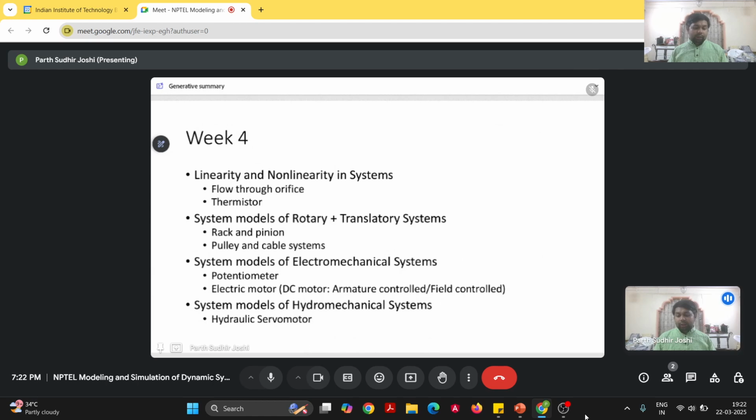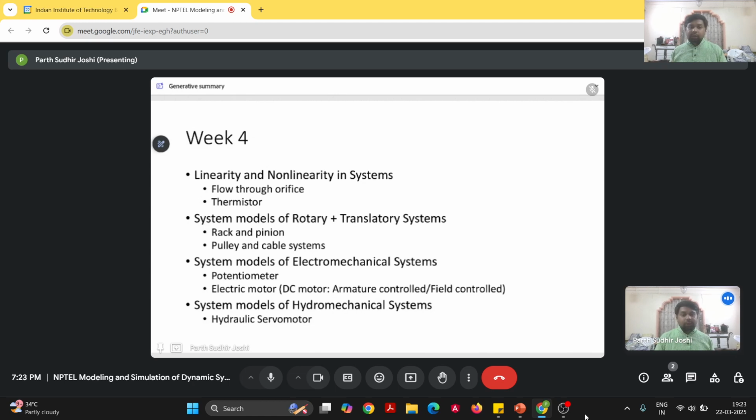Then the next section is about system models of rotary plus translatory systems, where we generally discuss examples like rack and pinion and pulley and cable systems. For example, in rack and pinion we have a motor or some actuator rotating a pinion, which is engaged with a rack that also has teeth, and this rotating pinion moves the rack back and forth. So rotary motion is converted into translatory motion.